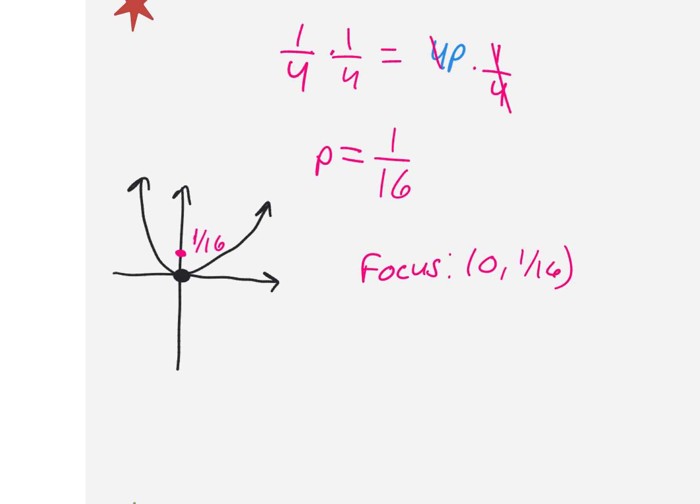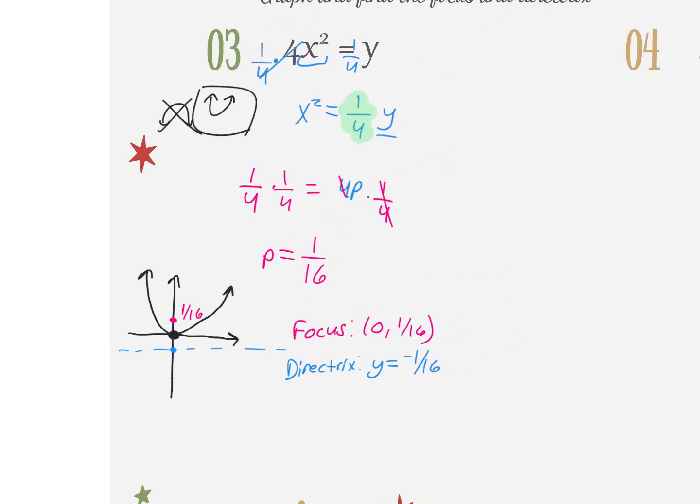Same thing for your directrix. I'm going to go in the opposite direction, 1/16 of a unit. And then that ends up at the y-axis at -1/16. So the equation for your directrix is going to be y equals -1/16. So not any more difficult than the last page. The only thing is you need to make sure that your squared variable is by itself before you start setting things equal to 4p.